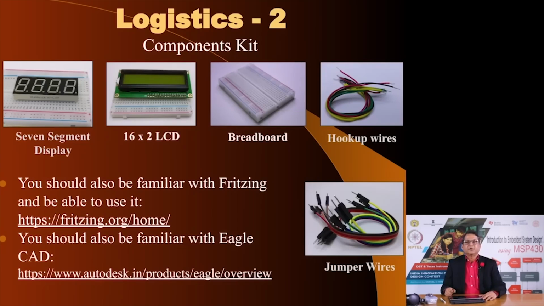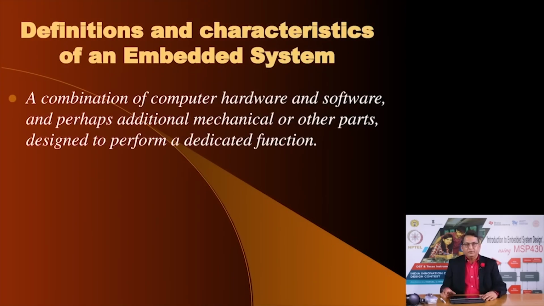Now, let us start with some of the definitions and characteristics of embedded system. Embedded system is such a vast field and such a diverse field that it is very difficult to use a single definition to describe an embedded system in completeness. So, there are a few definitions and I would like to go through many of them. One definition is that an embedded system is nothing but a combination of computer hardware and software and perhaps additional mechanical or electromechanical parts with the purpose of providing a dedicated function.